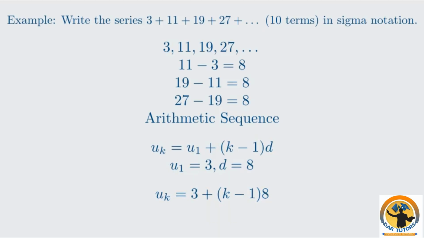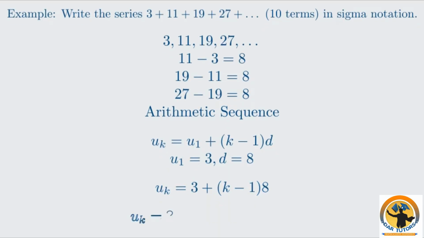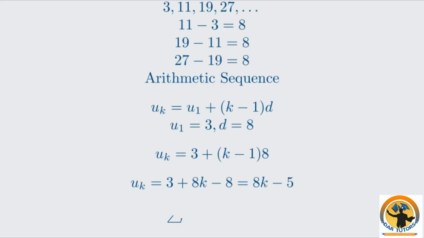Let's simplify this expression. Distributing the 8, we get 3 plus 8k minus 8, which simplifies to 8k minus 5. This is our general term. Now we have all the pieces for our sigma notation. The general term is 8k minus 5. The lower limit is k equals 1, since we start with the first term. And the upper limit is 10, since we are summing 10 terms. Putting it all together, the series can be written as the sum from k equals 1 to 10 of 8k minus 5.